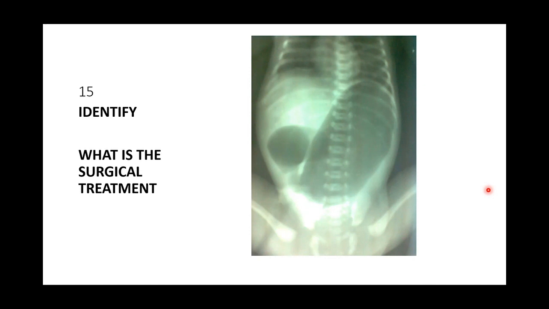Whether it is proximal or distal to the ampulla. So in this double bubble, this first bigger bubble is what? The stomach. Yes, it's the stomach. And the other is the duodenum. So what is the treatment? What is the surgical treatment? Duodenostomy.